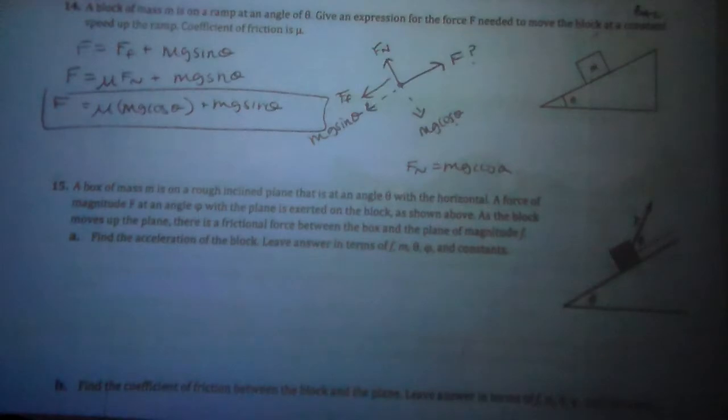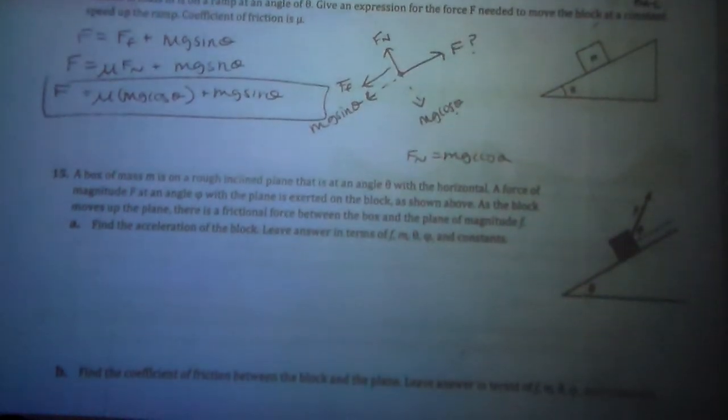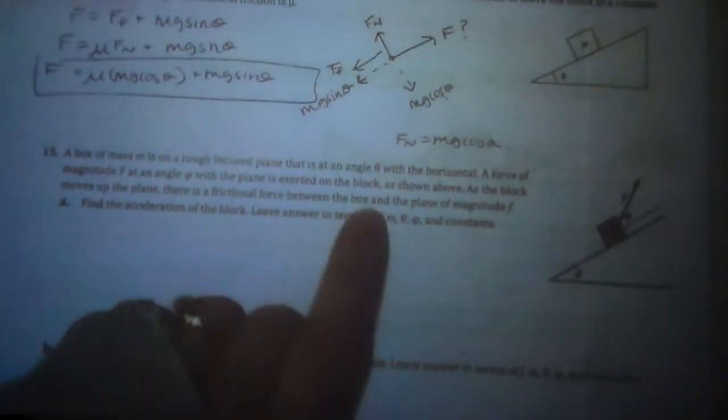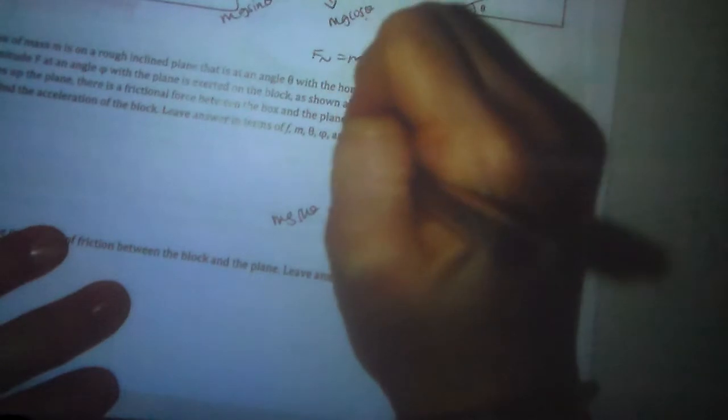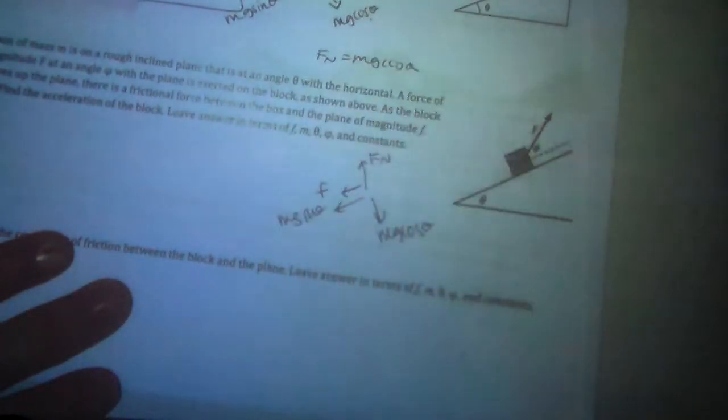Here, a mass is pulled up a rough inclined plane by an exerted force. Find the acceleration in terms of F. The friction force is given, so I don't need to replace it with mu Fn. It's a very similar free body diagram to the last one: mg cosine, mg sine, and the normal force. It says it's accelerating up, so friction force f is going this way.